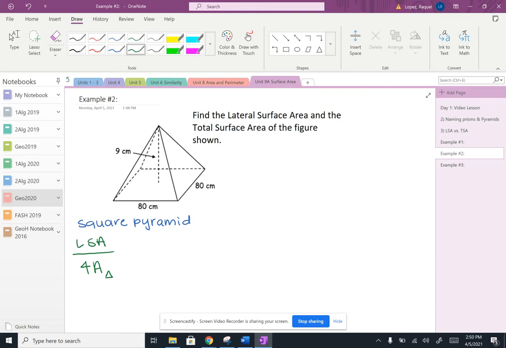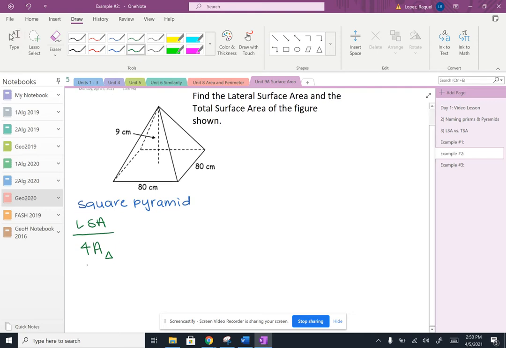Okay. The next thing I want to do is I know that to find the area of a triangle, it's going to be 1/2 times our base times our height. And just by looking, all of these triangles have a base of 80. So I know what my base is. So it's 4 times 1/2 times 80 times our height. And I don't know what my height is.